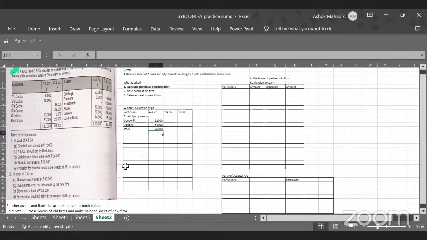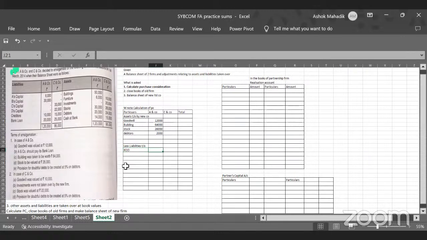Provision for doubtful debts to be created at 5% on debtors. So first I'll get value of debtors. How much is it? 20,000. And I'll record RDD in liabilities. So I'll write here less liabilities taken over. I could have subtracted from the data itself, but you won't be able to understand that. So I'm writing on the opposite side, that is in liabilities.